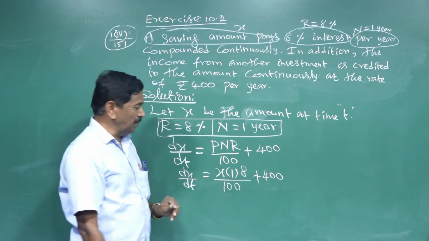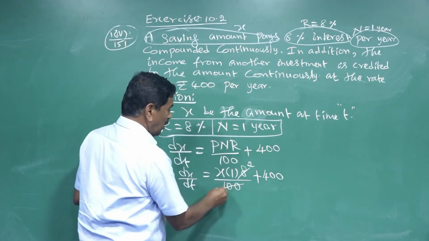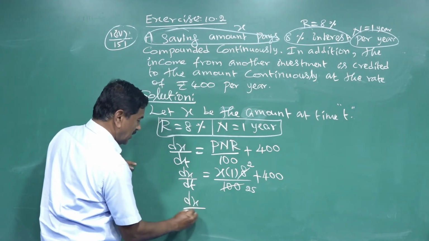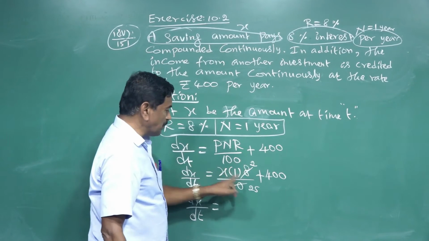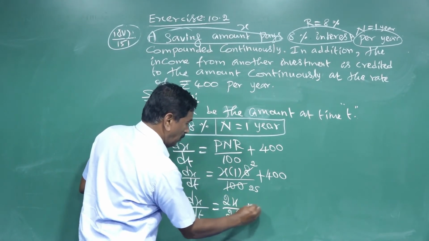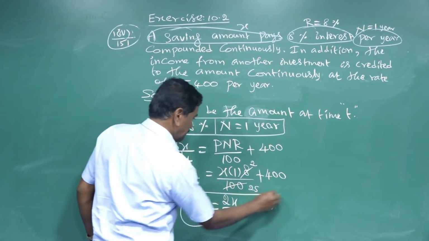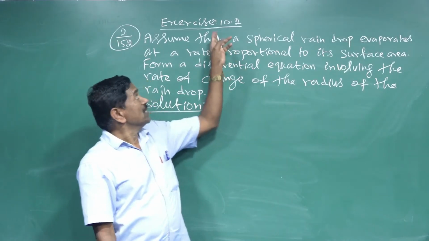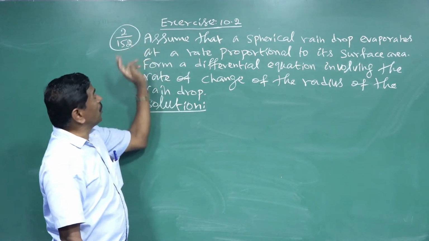How to simplify? Yes, 2 4s are 8 and 25 4s are 100. Therefore, the required answer is dx by dt is equal to 2x by 25 plus 400, which is the required answer. So, which is exercise 10.2, second question, which is page number 152.